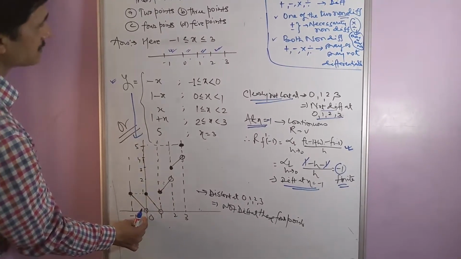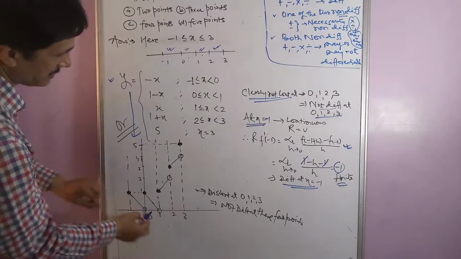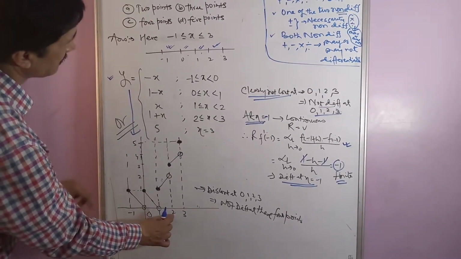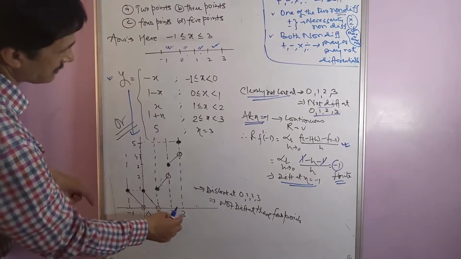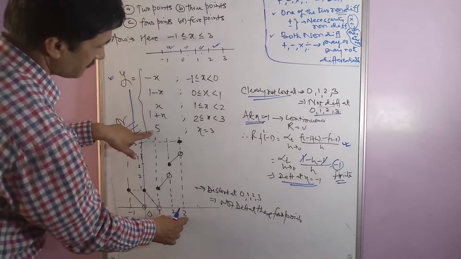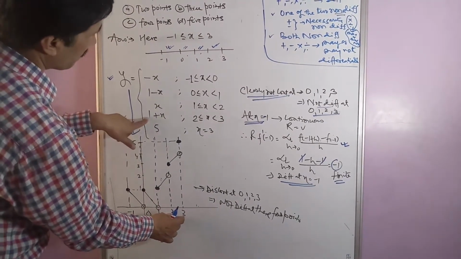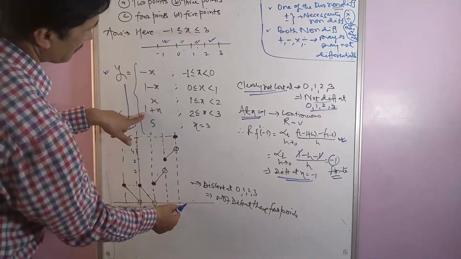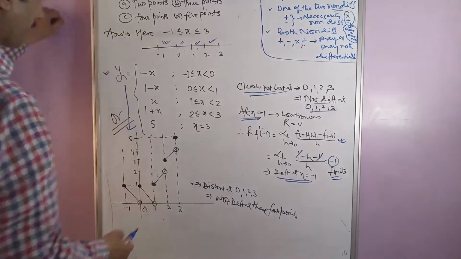Between these two lines, y equal to -x, these two lines y equal to 1 minus x, these two lines y equal to x, these two lines y equal to 1 plus x, that is this, and at x equal to 3, y equal to 5.